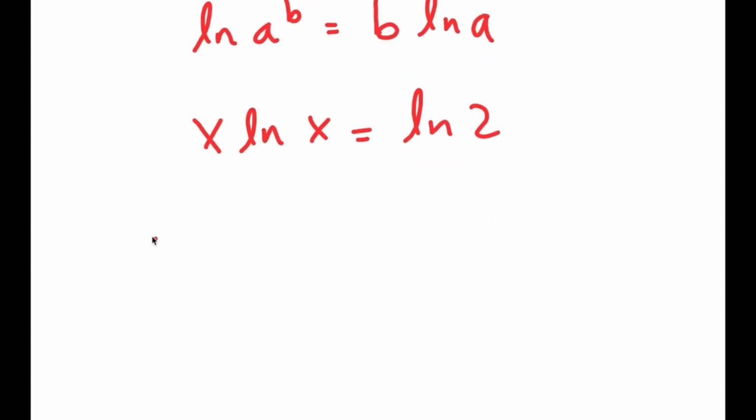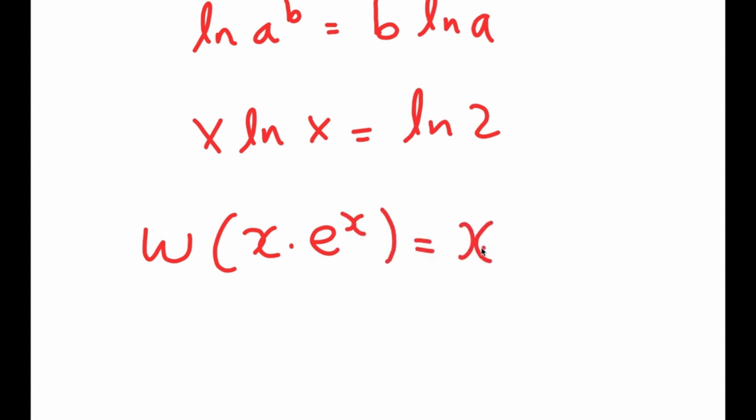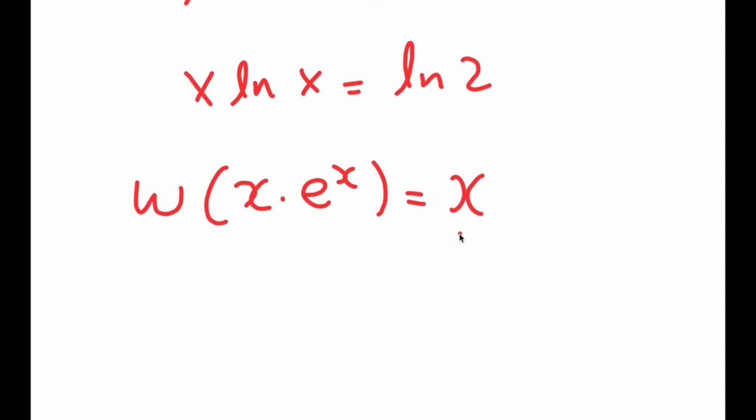Now I'm going to be using the Lambert W function, which states that if I take the W of something in the form x times e to the power of x, this is equal to x. So we're going to want to put this in the form x times e to the power of x, so then I can use the Lambert W function to simplify this.